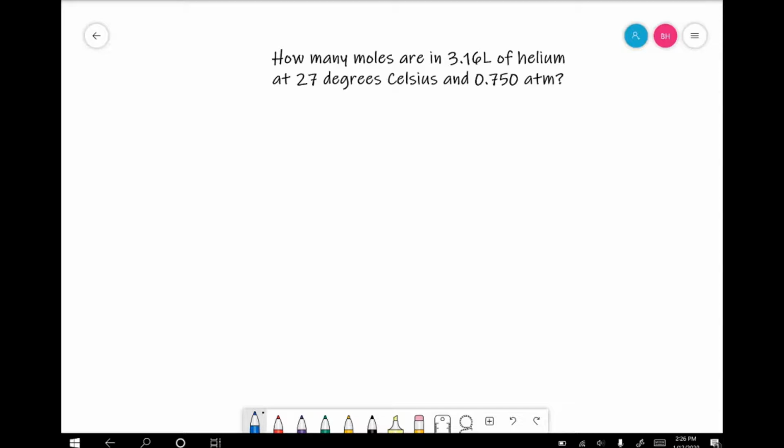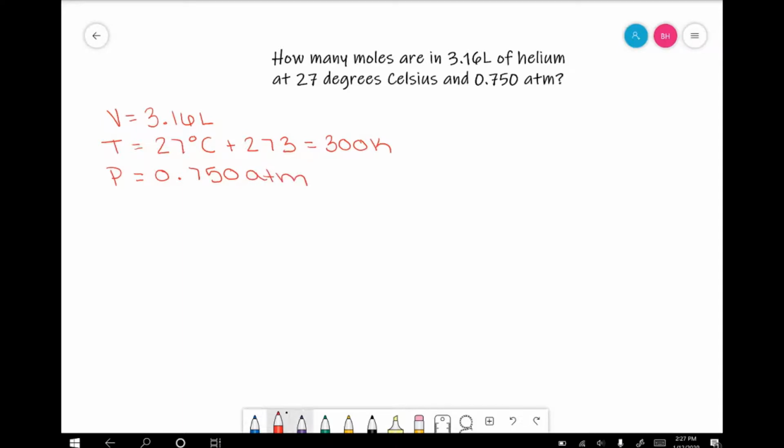So the first thing I'm going to do is identify all of our variables. So let's identify what we are given in this problem. We know that our volume is 3.16 liters. We know that our temperature is 27 degrees Celsius. However, we cannot keep this in Celsius, so we're going to convert it into kelvins by adding 273. So now my new temperature is 300 kelvins. We have to have, when we use this equation, our temperature in kelvins. And then we have, of course, our pressure, which is 0.750 atmospheres.